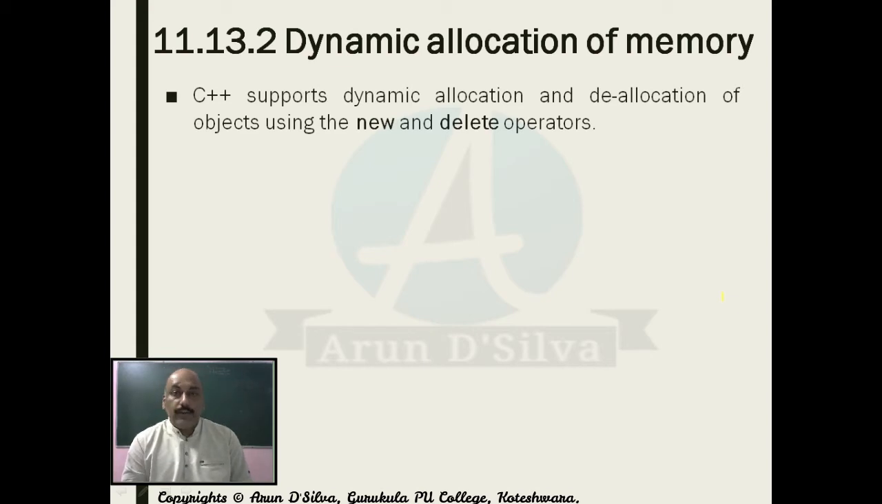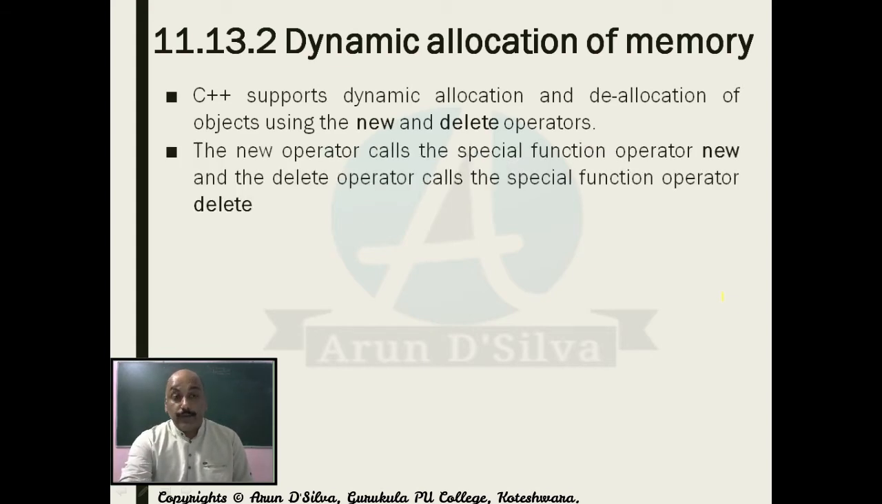Before itself you can deallocate. Now how exactly is that? I'll show you. The new operator calls the special function operator new, and the delete operator calls the special function operator delete. So these operators use the words new and delete themselves. New is used to allocate the memory and delete is used to deallocate the memory, that is, to make it free.